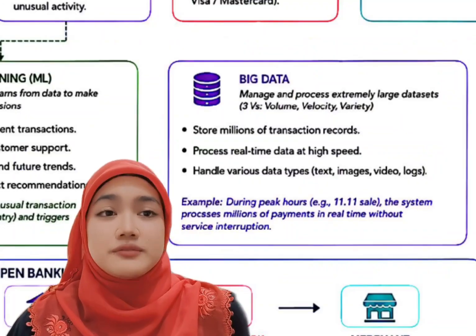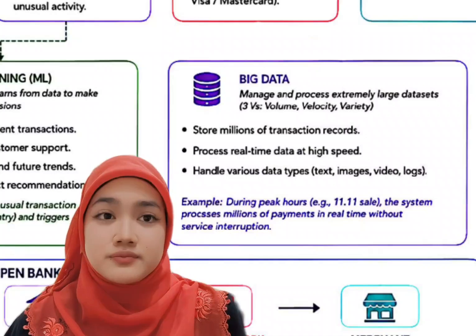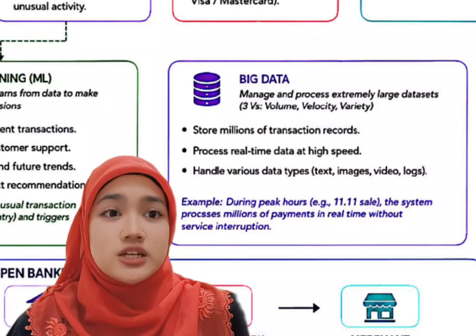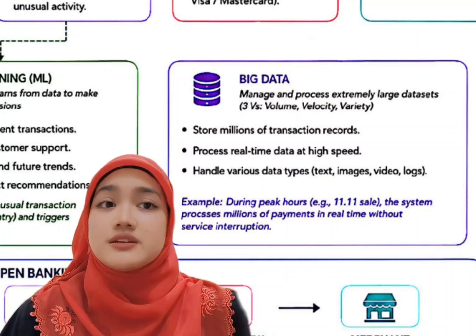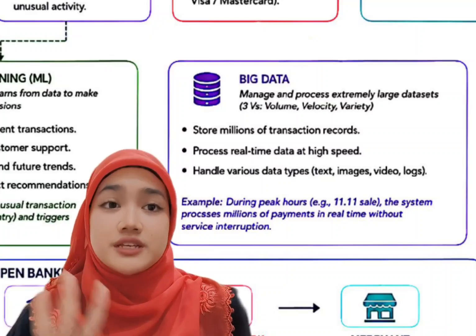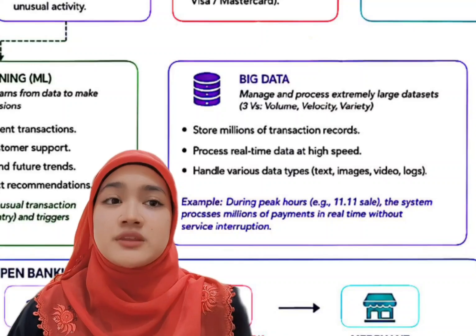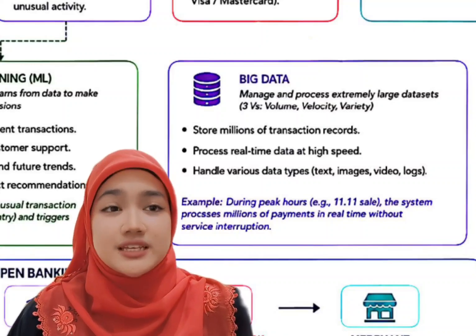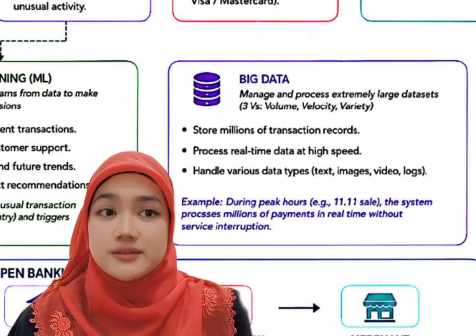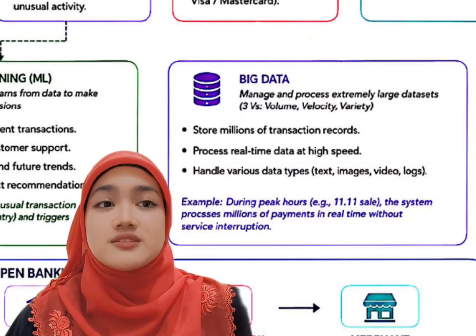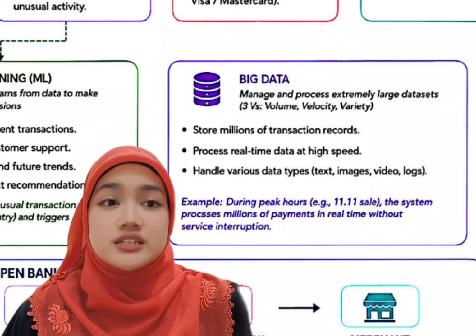Next, look at big data and how it powers modern payment systems. Big data is designed to manage and process massive datasets characterized by 3 V's. The 3 V's are volume, velocity, and variety. First is volume. It stores millions of daily transaction records seamlessly. Second is velocity. It processes high-speed, real-time data.